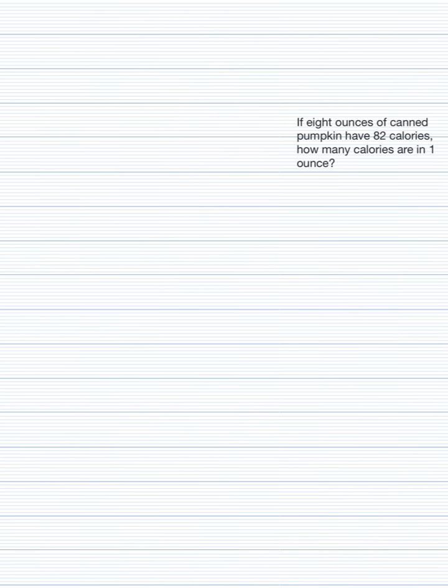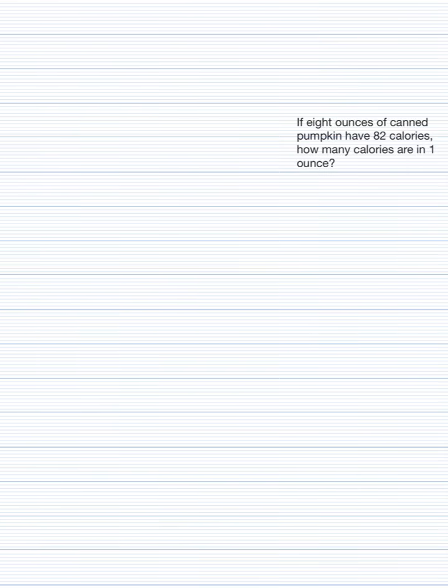I just want to take a few minutes to review how to annex a zero when it comes to dividing with decimals. So I've taken a problem from our review this morning, and this is number 8. It says, if 8 ounces of canned pumpkin have 82 calories, how many calories are in 1 ounce?